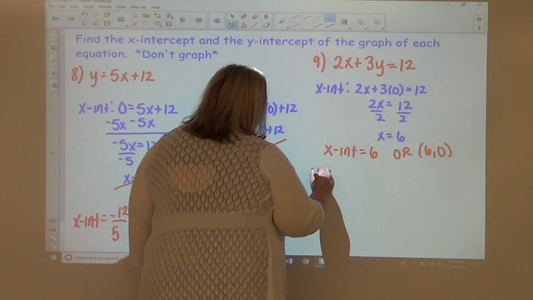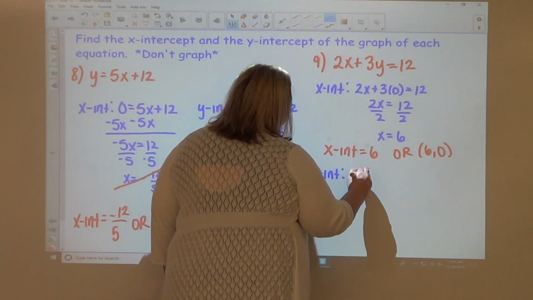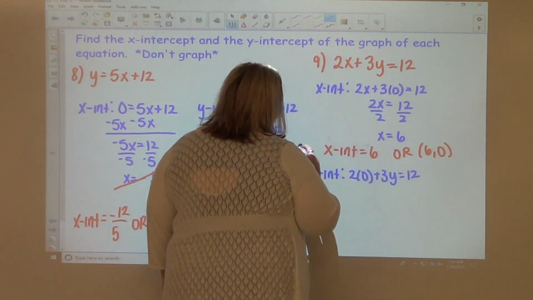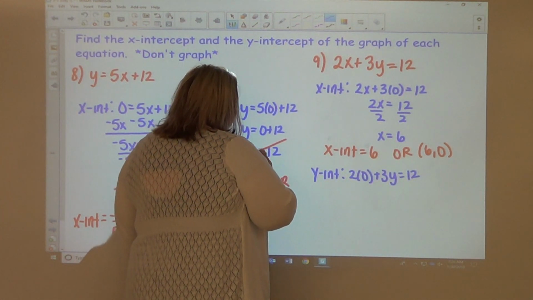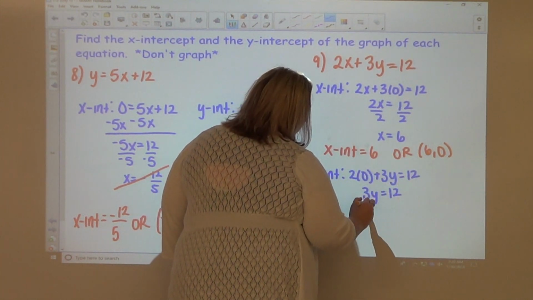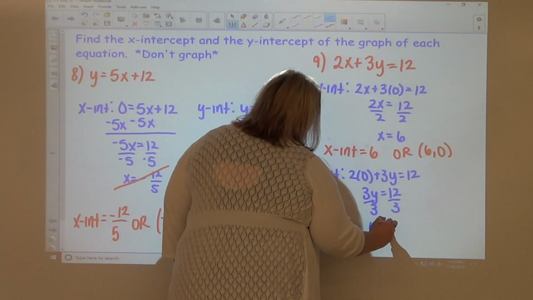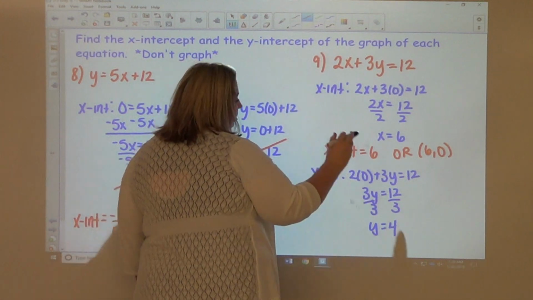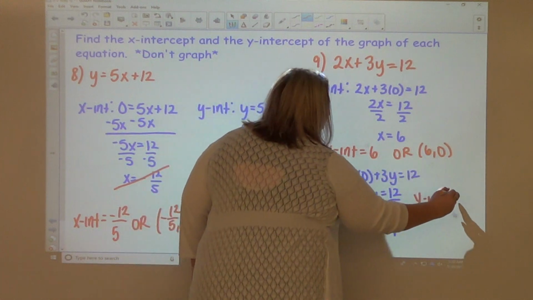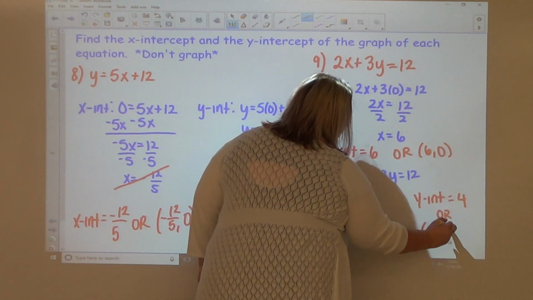Okay, then to find the y-intercept, I'm going to put 0 in for x, so 2 times 0 plus 3y equals 12. 2 times 0 is 0, so this would be 3y equals 12. Divide both sides by 3, I get y equals 4. Okay, so your options for your answers, you could write y-intercept equals 4, or your point would be (0, 4).